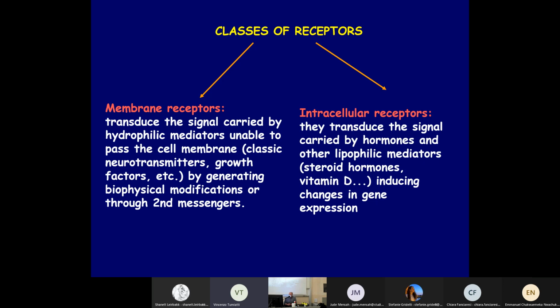It's not so easy. You remember the two personalities of a drug, lipophilic and hydrophilic. And so we'll see the different chemical structures of the different molecules, first class molecules able to interact with the membrane receptors, second class molecules able to interact with intracellular receptors.